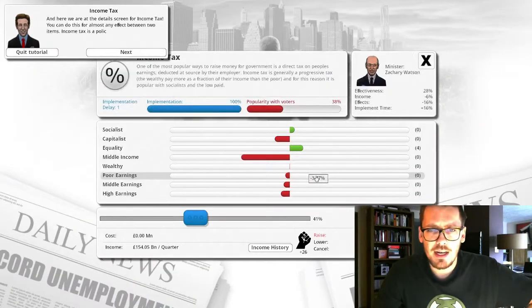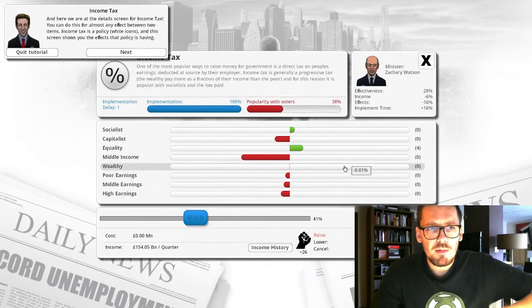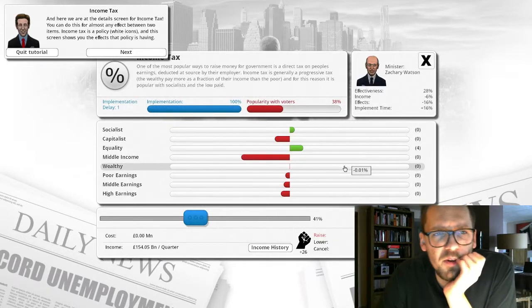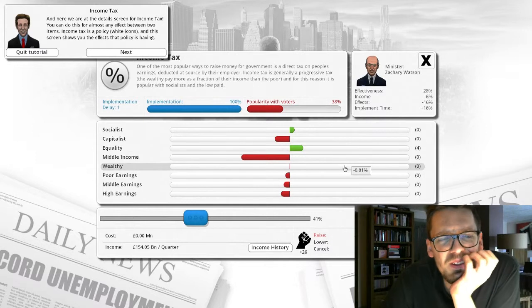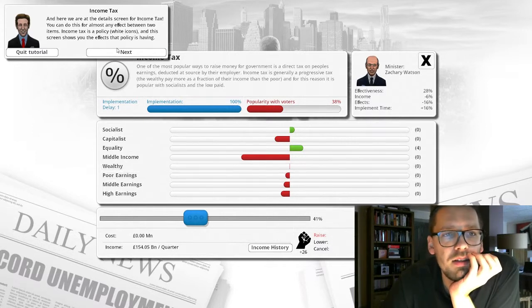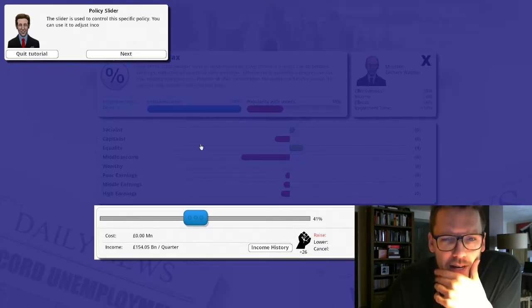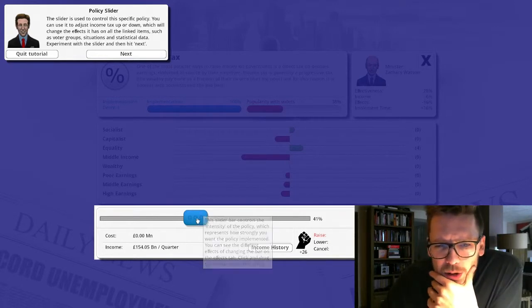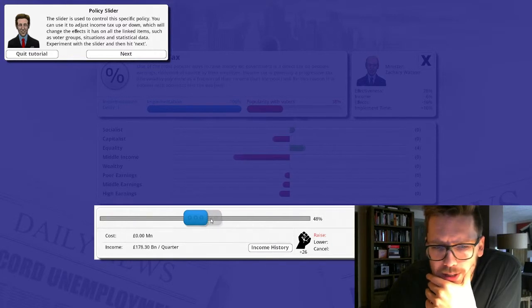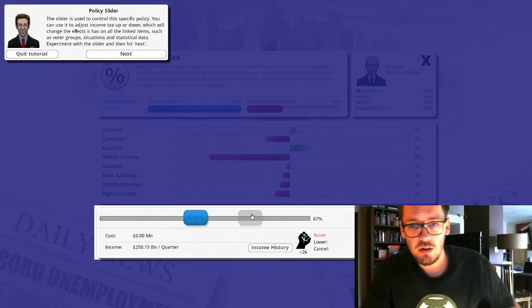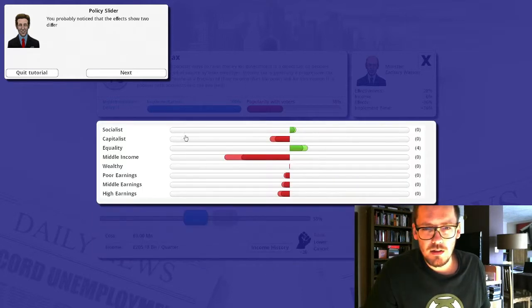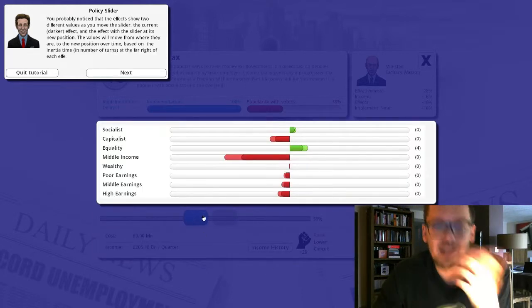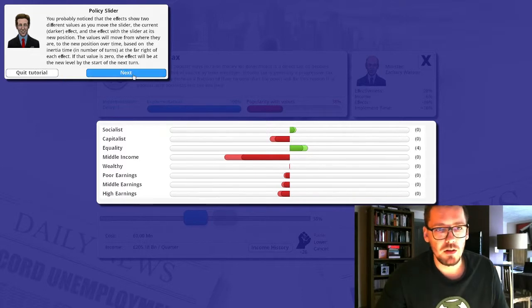So, income tax. And here we are at the detail screen for income tax. It is a policy, white icons. This shows the effect that policy is having. So, if I raise more taxes, then, oh, you can see the bar shifting here. Oh, you can't, damn it. See, I was too soon.